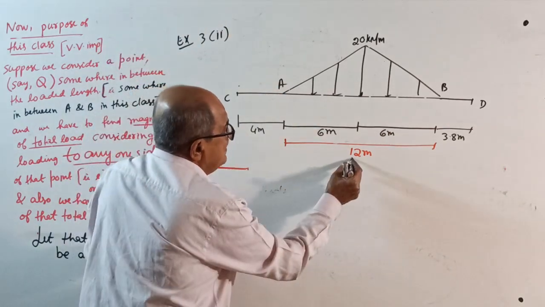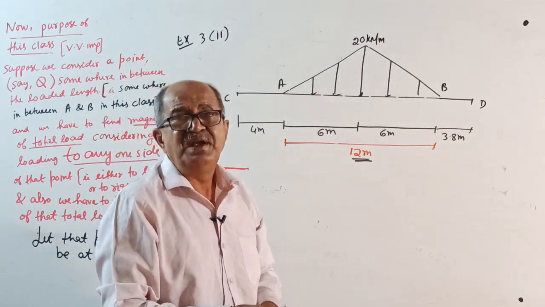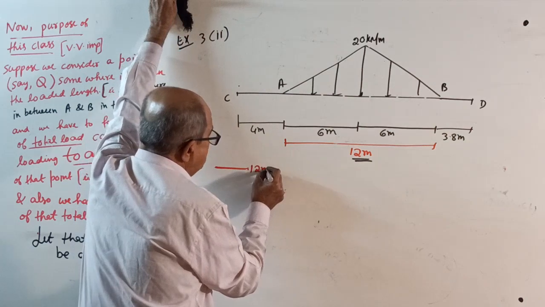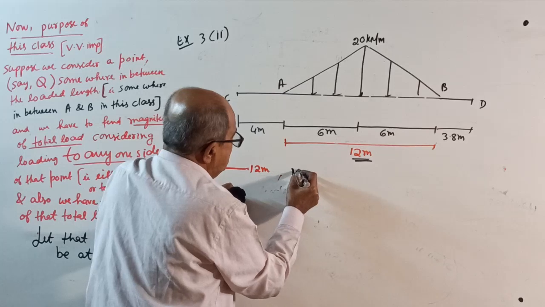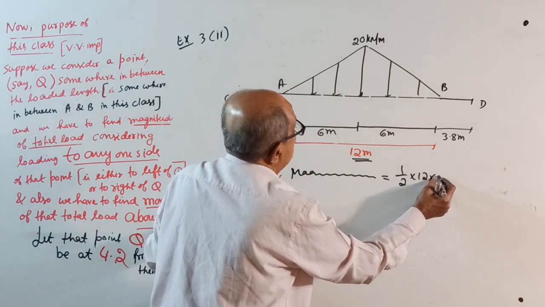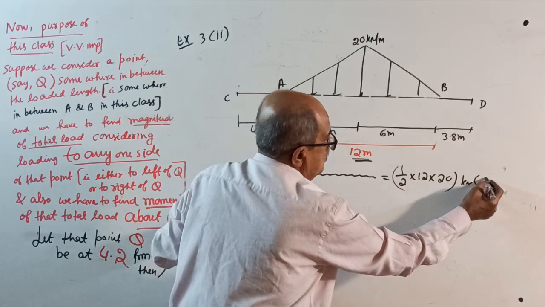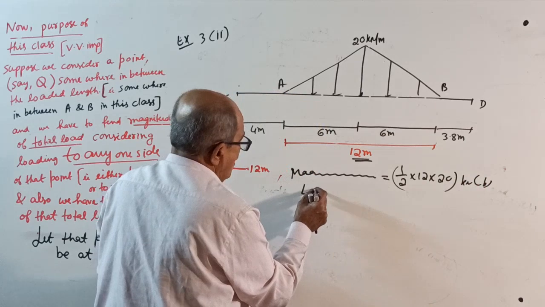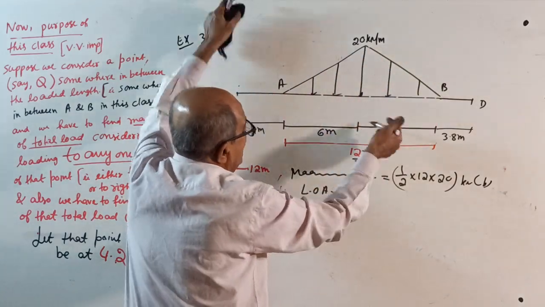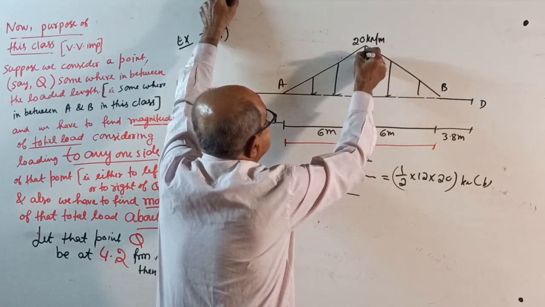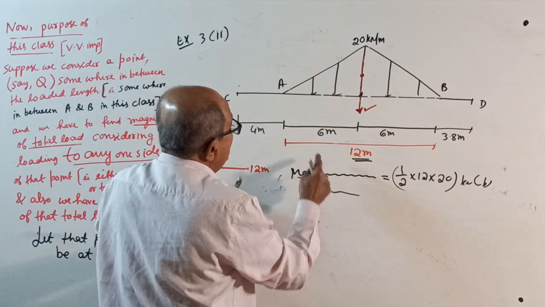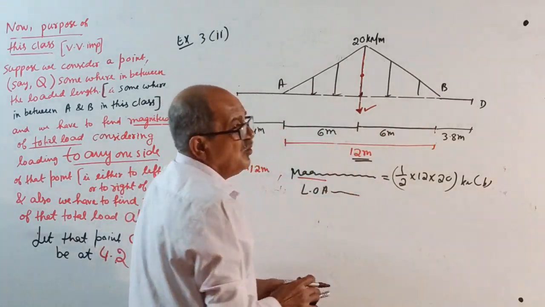Considering the entire loaded length of 12 meter, you should write, first half is for the entire loaded length. Q will come in the second half. Magnitude of total load equal to half into 12 into 20 kilonewton, down. And the line of action of the total load, because it is full load from A to B in an isosceles triangle, will exactly pass through the center. That is at 6 meter from here, 6 meter from here.